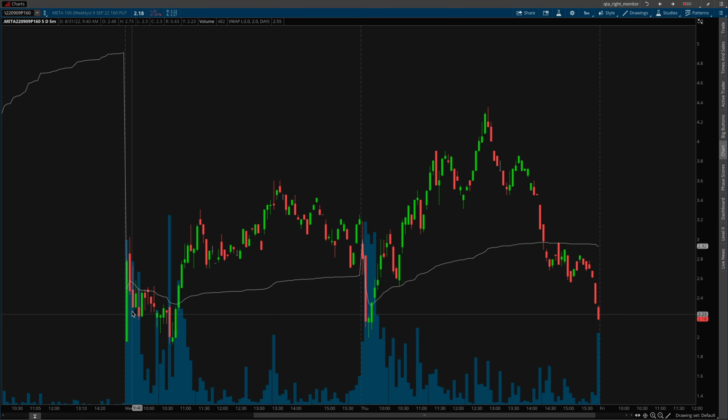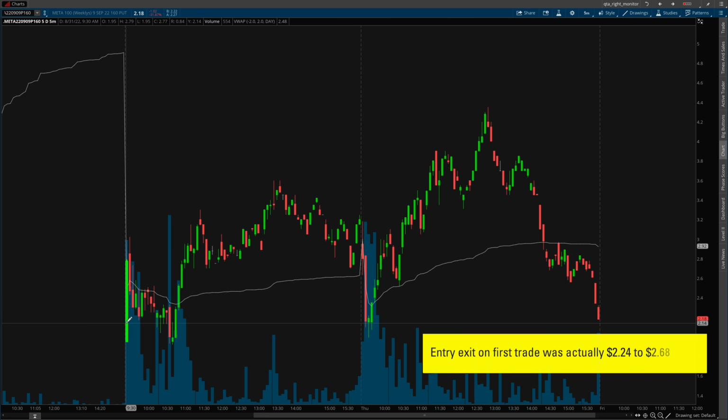If we take a look at it on the chart right here, just from here to here, the puts ended up going from about $2.19, I believe was my entry, something around here. And then I got out right about here or so. So it was a quick little 30% return.